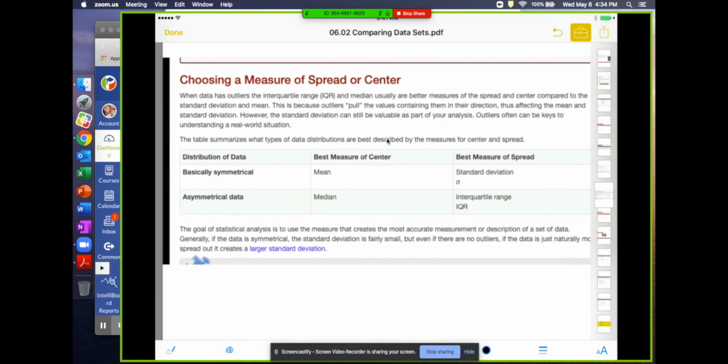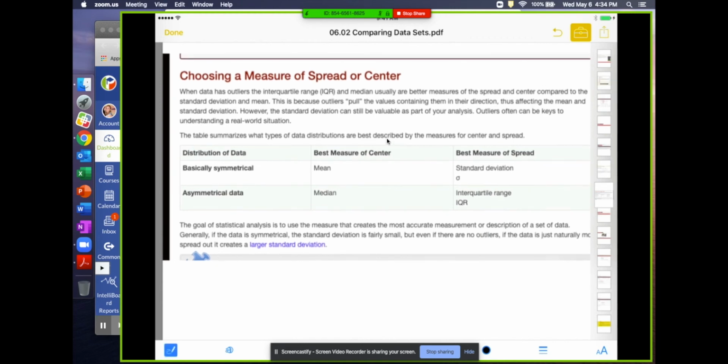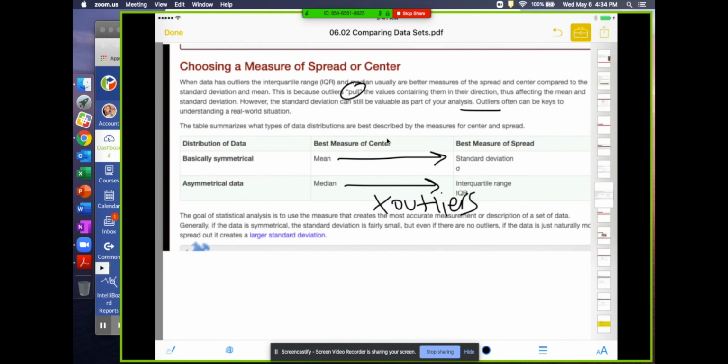Choosing a measure of spread or center. When data has outliers, the interquartile range and median are usually better measures of spread and center compared to the standard deviation and the mean. It's because the outliers pull, like I was talking about with everyone being 5 feet tall and then one person is all of a sudden 7 feet tall, it's going to pull your data up. So when your data is symmetrical, you want to use the mean and standard deviation. When it's asymmetrical and you have an outlier, for example, you're going to want to use the median and the interquartile range.